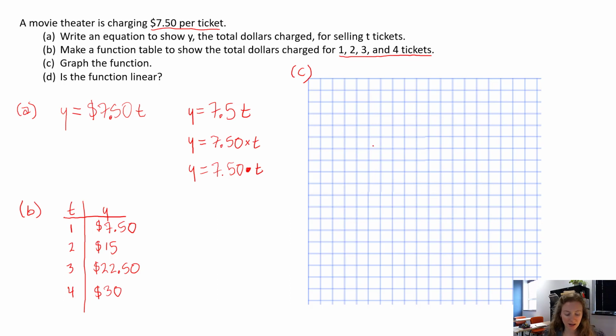Now I need to set up my graph. That's the first thing we're going to do. I'm going to actually give my graph a title first. It's always a good idea to give your graph a title, say what the graph is about. So this graph is going to be showing the dollars charged for movie tickets. That's what I'm going to write. And again, it's a title, so there might be different ways that you choose to phrase it. You might say price for movie tickets, however you want to say it.